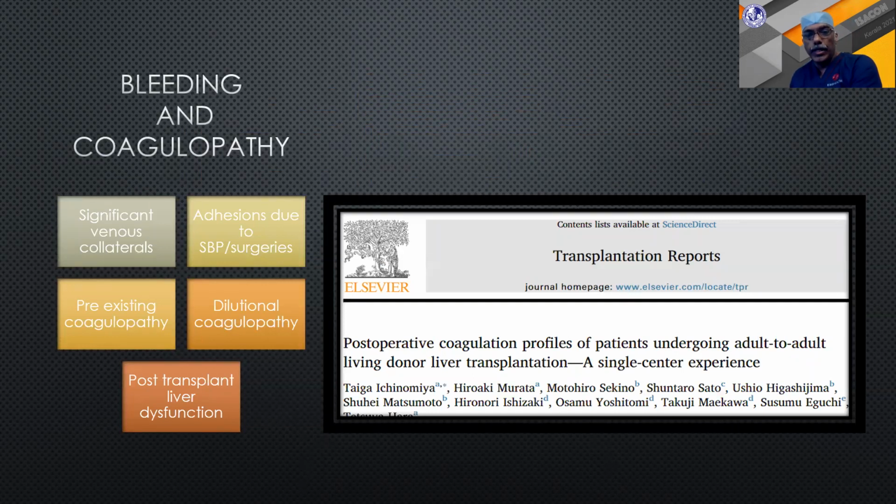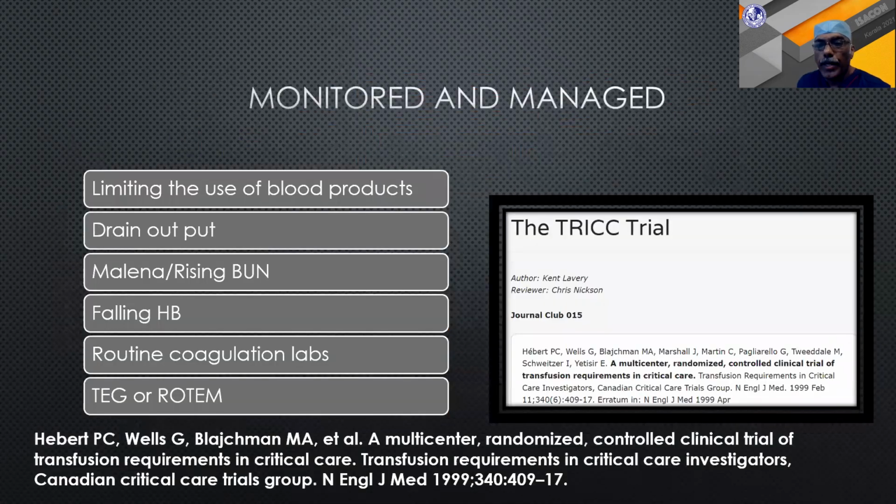Coming to bleeding and coagulopathy, the causes are factors like significant venous collaterals due to the opening up of various shunts, infections and previous surgeries, pre-existing coagulopathy, dilutional coagulopathy, and post-transplant liver dysfunction, which might extend to the post-operative period and make them bleed profusely. Coming to the management of the coagulopathy, we follow a restrictive transfusion protocol, limiting the use of blood components to get a balance between thrombosis and bleeding in order to prevent hepatic artery and portal vein thrombosis. We look at the drain output, melena, rising BUN and falling hemoglobin. We usually don't look at the absolute numbers of the coagulation profile, but we do correct as per the TEG values, supported by the TRICS and TRISS trials.